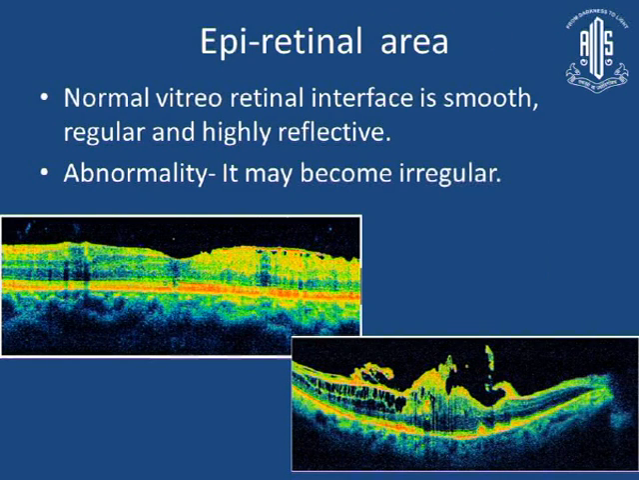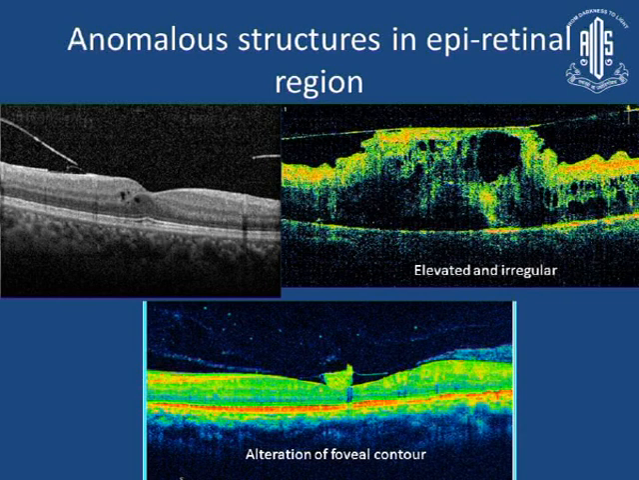Now the epiretinal zone, normally the surface is very regular and smooth and hyperreflective, but in abnormality you may see different irregular surface which may depend on degree of the abnormality. You may see some anomalous structures also in the epiretinal zone, like here you see the membrane which is totally lifting up the surface. So you describe it as an elevated and irregular retinal surface. Or here you see there's an alteration of the foveal contour. This is because of NVE which was present here in this patient.